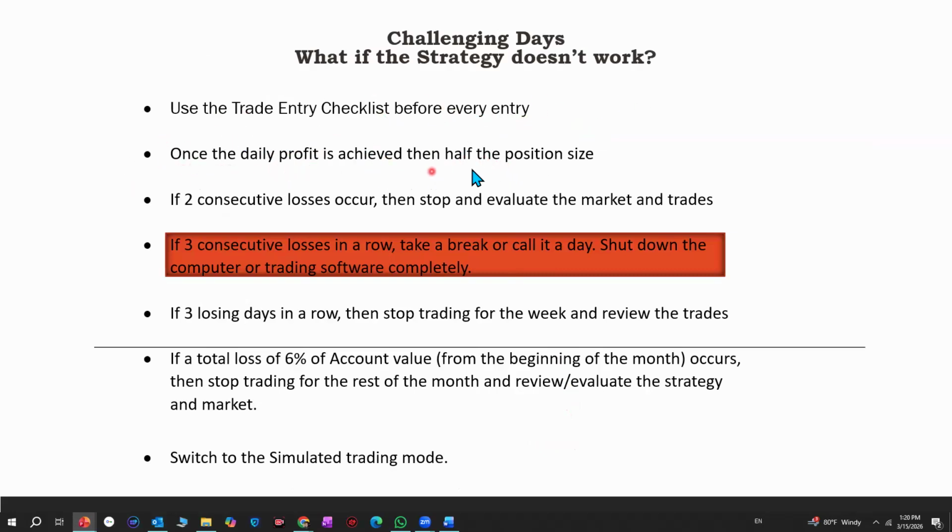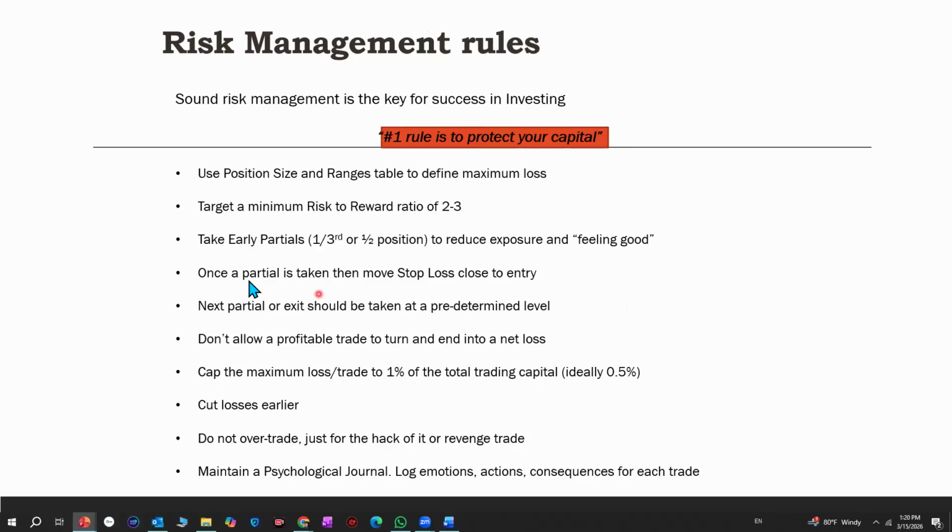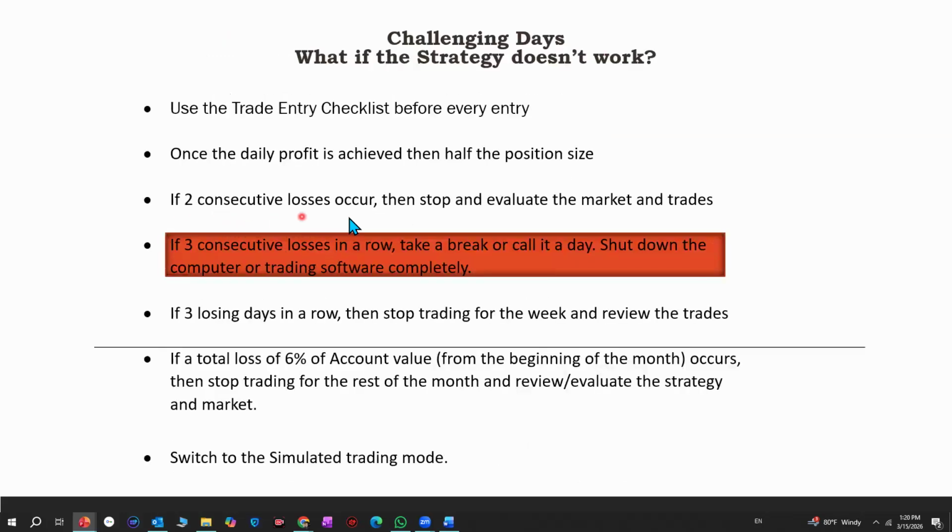Once the daily profit is achieved, then halve the position size. This is exactly what I said: half the position size, or one third. If two consecutive losses occur, then stop. Evaluate what the markets are doing. Are you on the right side of the market and trade? Are you on the wrong side? If three consecutive losses in a row, take a break or call it a day.